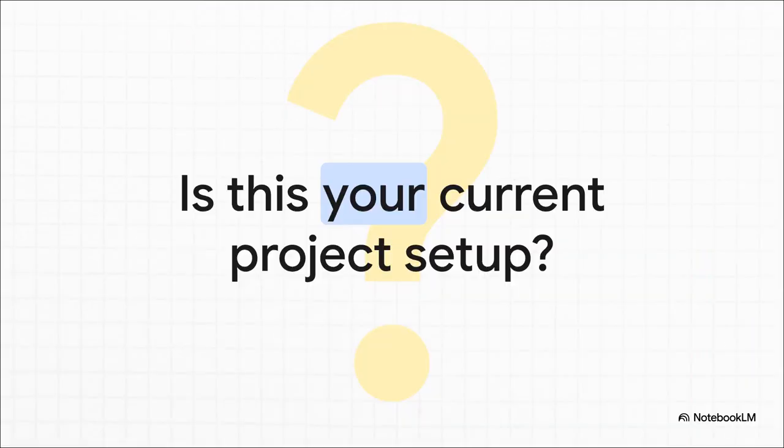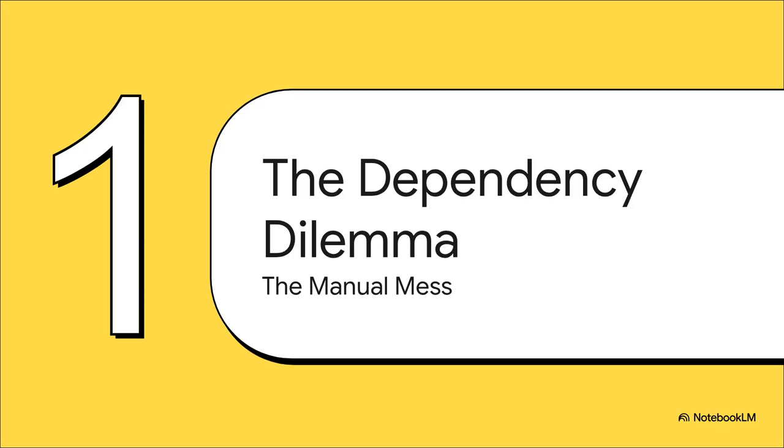So let me ask you something. Does this look familiar? Is your project set up kind of like the Wild West, where it's every developer for themselves? You know what I'm talking about. Different library versions, files scattered everywhere. It's a classic recipe for headaches, and I think we've all been there. Right. So let's put a name to this problem. We'll call it the dependency dilemma, or as I prefer to call it, the manual mess. This is the real reason we have all those "but it works on my machine" arguments.